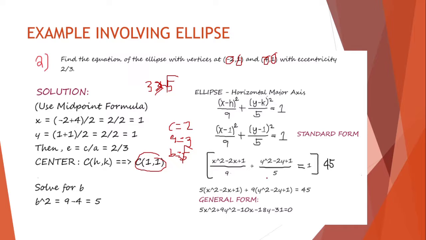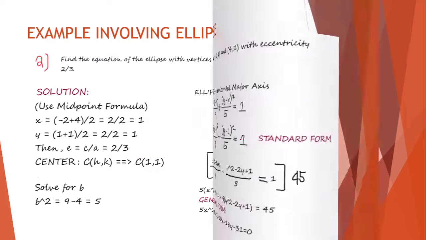The LCD of 9 and 5. So, ayan. 45 divided by 9, 5. So, 45 divided by 5 is 9. So, 45, let's say, minultiply na lang natin. Ayan. 45 times 1 is 45. So, in general form, eto na yon. 5x squared plus 9y squared minus 10x minus 18y minus 31 is equal to 0.